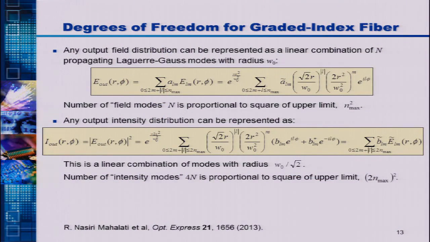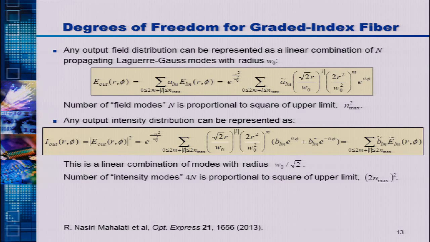So we're assuming this is a graded index fiber, and the modes are Gauss-Laguerre modes, and mathematically they can be expressed in terms of some Gaussian envelope and some Laguerre functions here. And there's two numbers, L and M, and 2m plus L is less than some cutoff, n max. The number of modes is proportional to n max squared, and the number of modes is capital N.